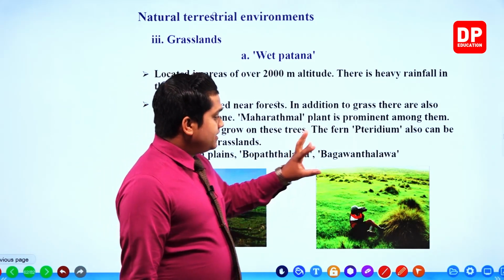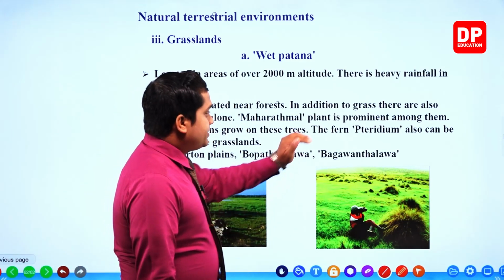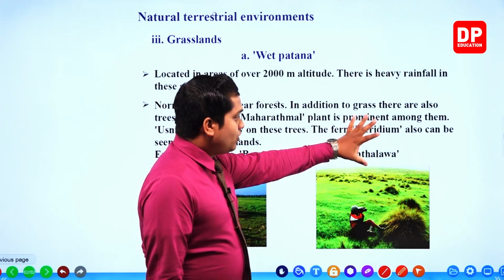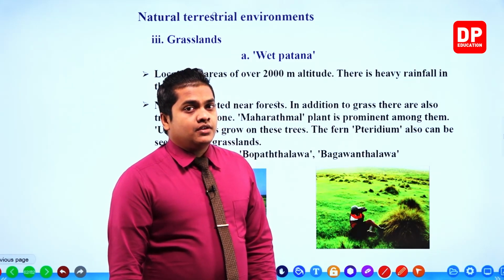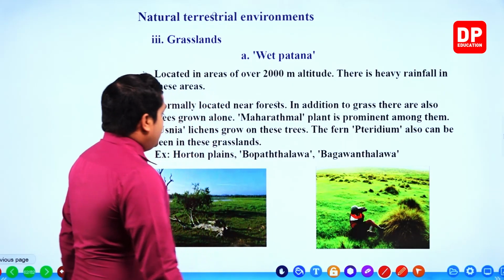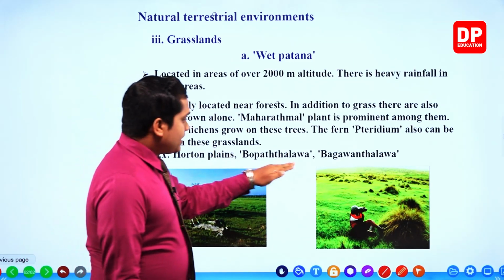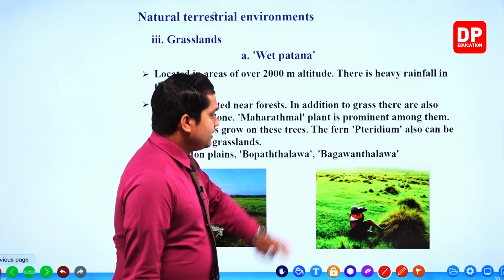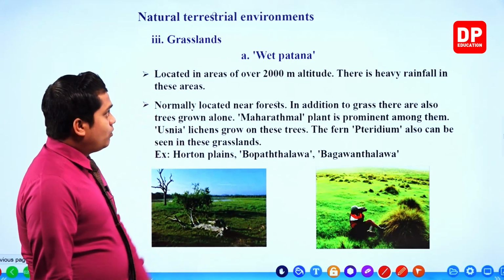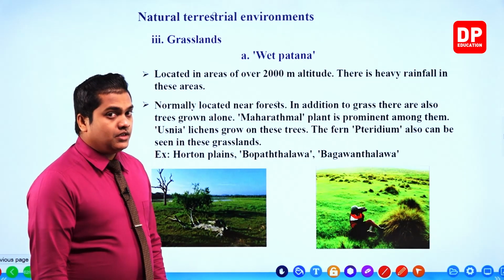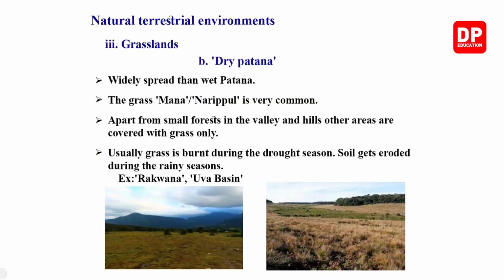So other than the grass and Maharatmal plant, we can also observe fern-like structures called Pteridium. Okay, fern plant Pteridium. Then, my dear children, examples given: Horton Plains, Bopattalawa, then Bhagavantalawa. These are the examples where we can observe wet Patana regions, wet Patana grasslands. Right. Then the next type, dry Patana.